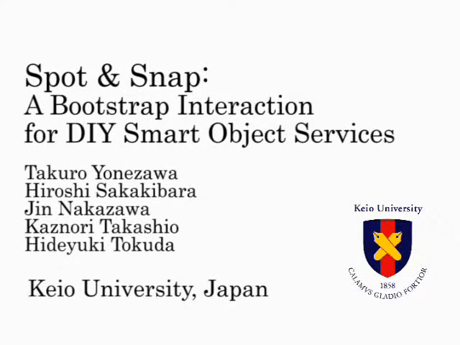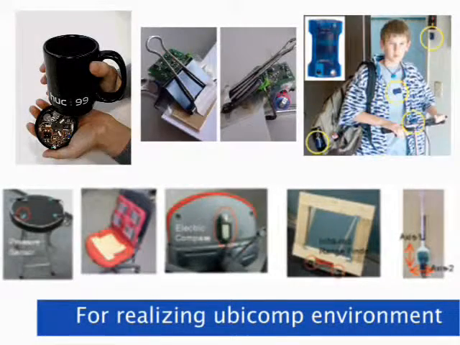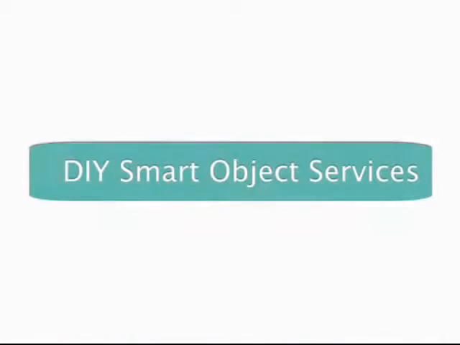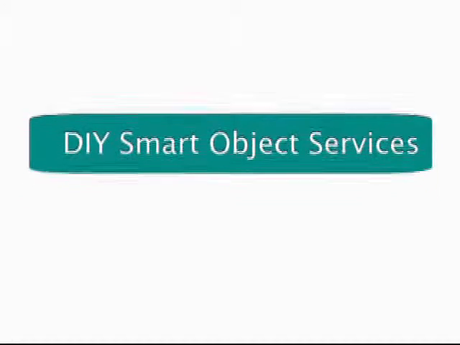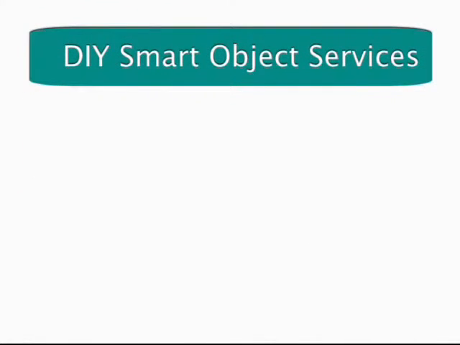Recently, many researchers are focusing on creating ubiquitous services with smart objects, which are everyday objects attached to sensor nodes. With smart objects, users will be able to enjoy the privilege of ubiquitous technology anytime, anywhere in their lives. This video proposes the concept of DIY, do-it-yourself smart object services, an architecture allowing non-experts to apply smart object services in everyday life without experts.